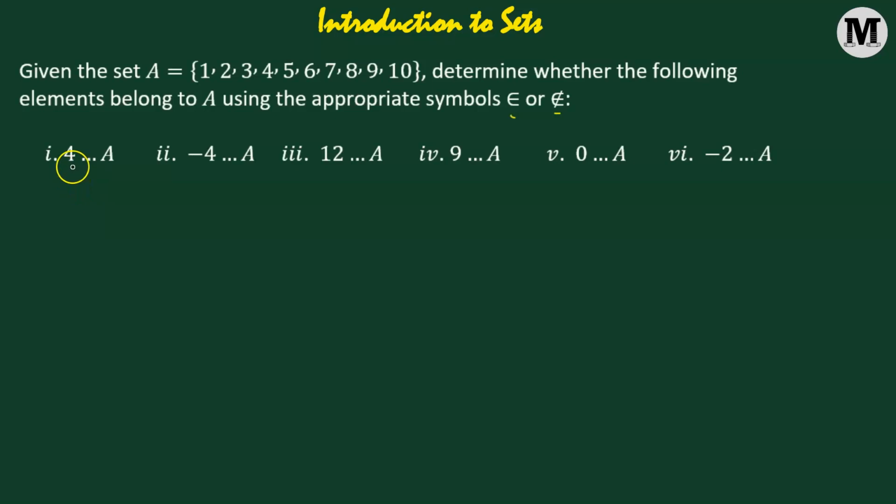So here we have to check whether the number 4, or the element 4, belongs to the set A or not. Now clearly we can observe here that 4 belongs to the set A, so we will say that 4 belongs to the set A.